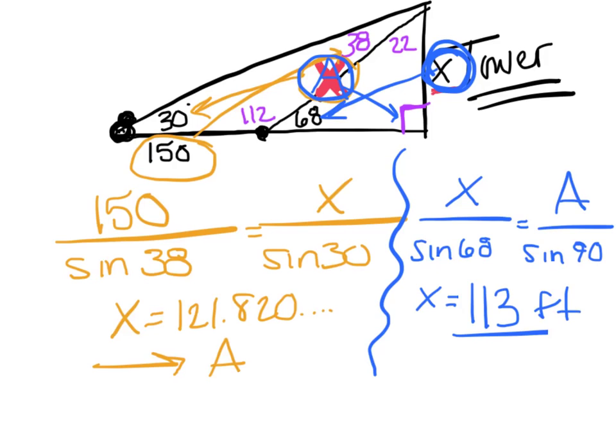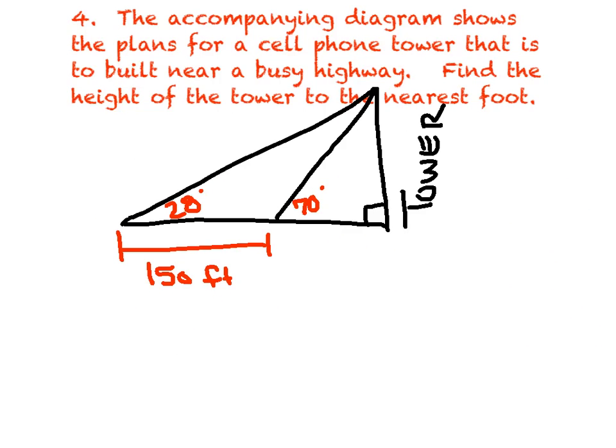Alright, well, last question for the night. The accompanying diagram shows the plans for a cell phone tower that is built near a busy highway. Find the height of the tower to the nearest foot. So here's my tower. I'm going to put my x there. So I drew the picture out for you.